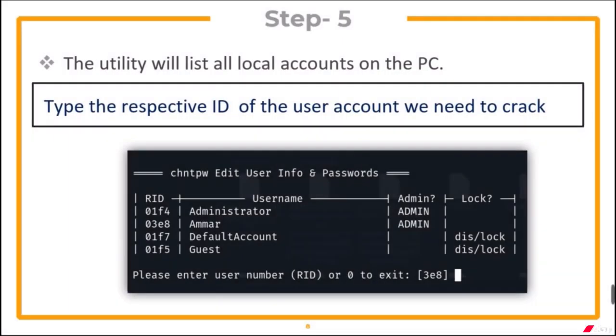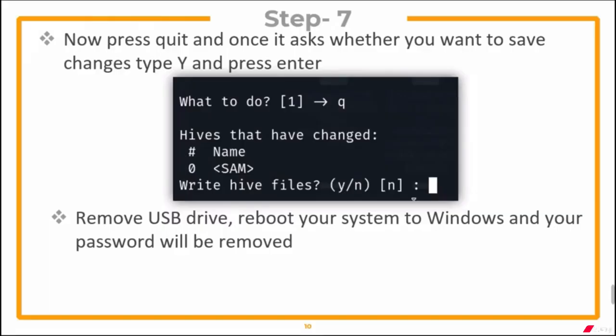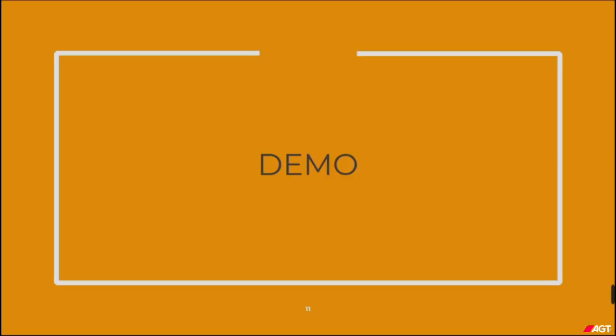It will list all local accounts on the PC. Type the respective ID of the user account we need to crack. Now select the option to clear passwords. Type 1 and press enter. Now to quit the utility, type Q and press enter. And once it asks whether you want to save changes, type Y and press enter. Now remove the USB drive, reboot your system to Windows and your password will be removed.